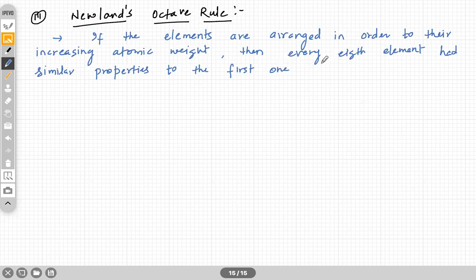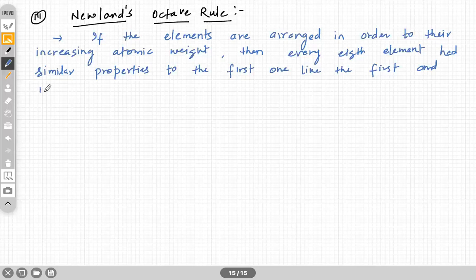Like the first and eighth note in music, like sa re ga ma pa dha ni sa, right? So sa and sa, the eighth one, right? Sa re ga ma pa dha ni sa. So same thing we have here.